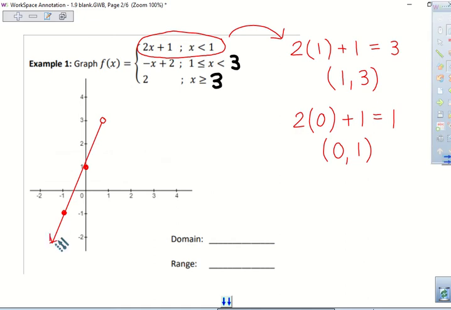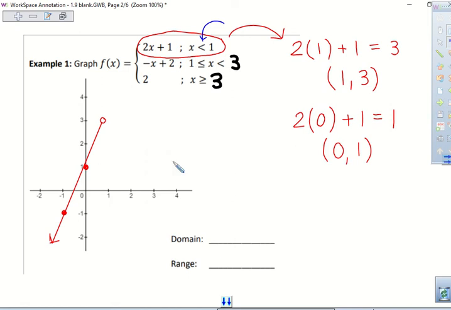Yes, what's up? Why are the other 2 points closed circles? So the whole idea of an open circle is it can't actually be 1 because x is strictly less than 1. But 0 is actually less than 1, isn't it? So therefore it's included in that domain. Yep.